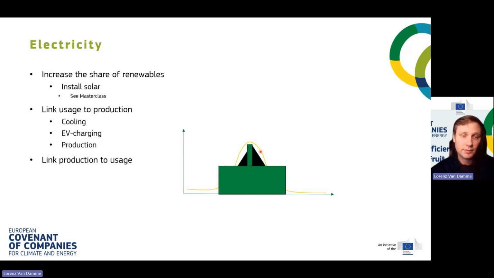One last possibility here is link production to usage. What do we mean with this? In these examples, I've been talking about a profile with southernly orientated panels, but this does not need to be the case. It's also possible to go for an east-west installation, for example, which would mean you would have a more flat curve.